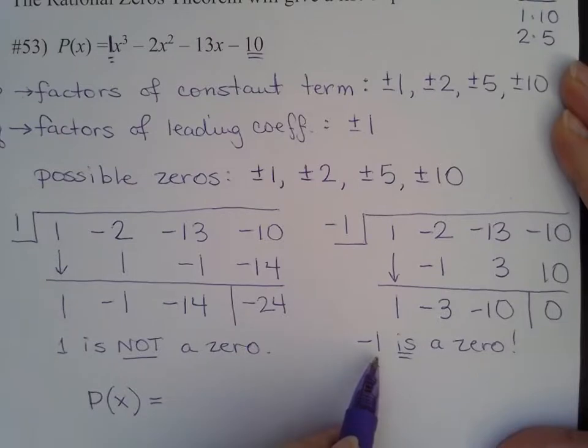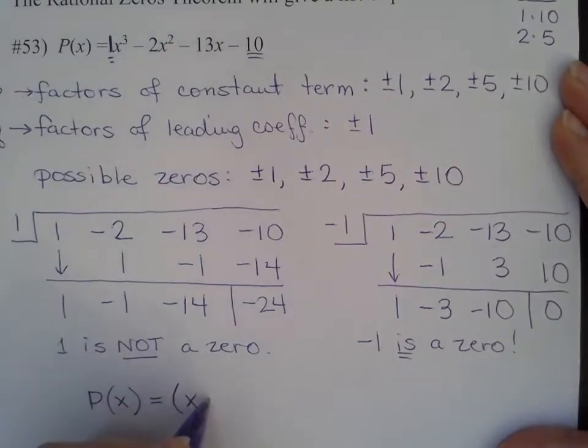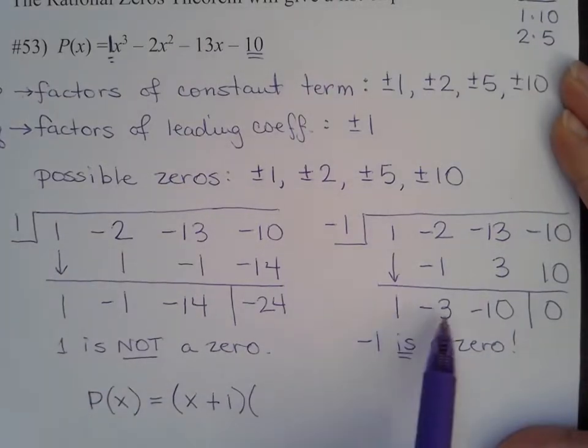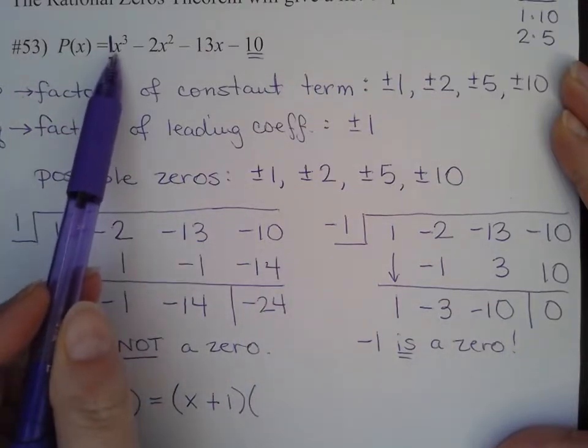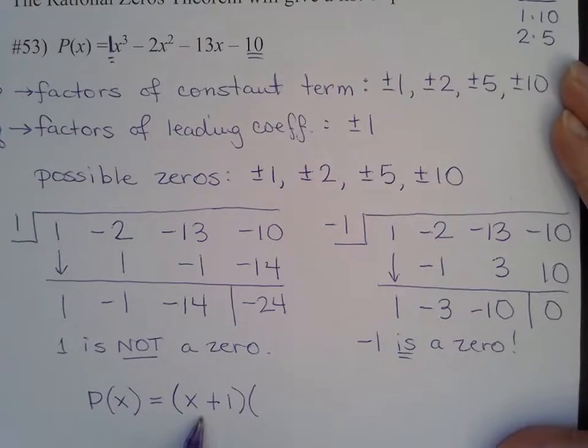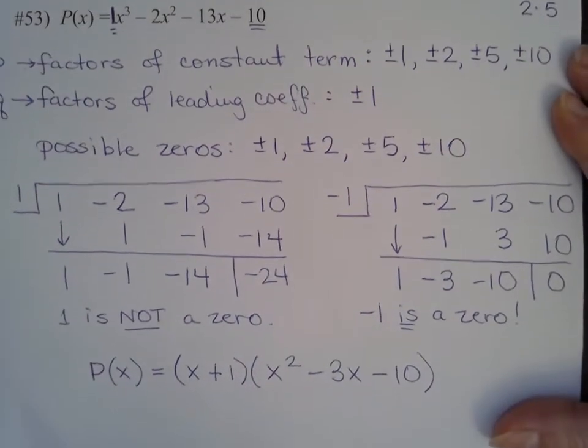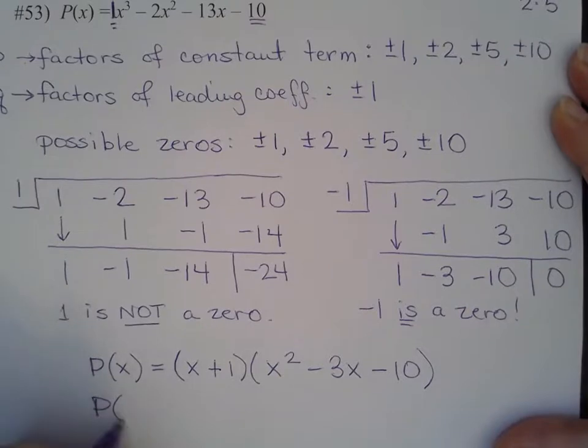If -1 is a 0, what is the factor? x minus -1. Those 2 negatives together would be an x plus 1, right? Remember, these are the coefficients of what's left. We were dealing with x cubed, but we divided by x plus 1. So now we're down by 1 power of x. This is 1x squared minus 3x minus 10. We're really hoping that this is factorable, and it is.